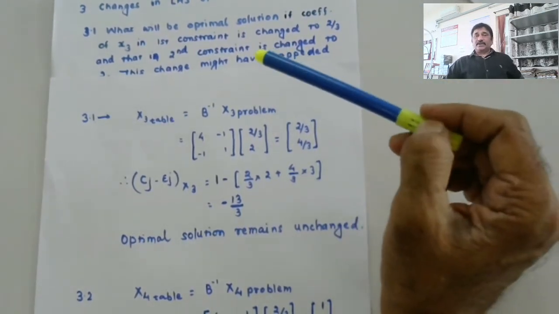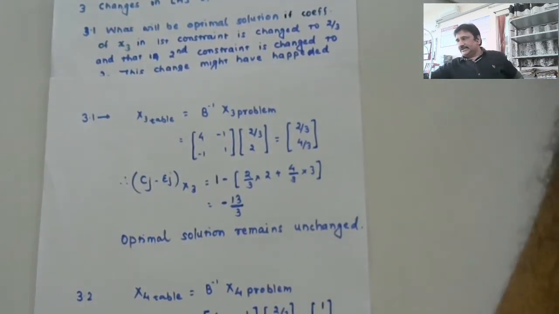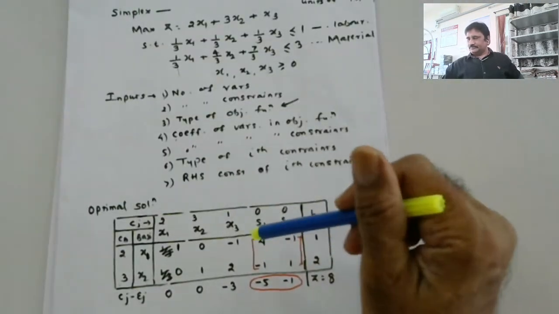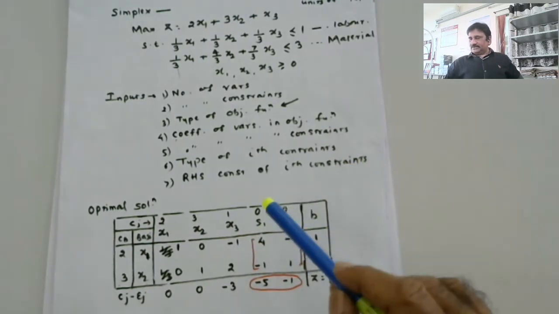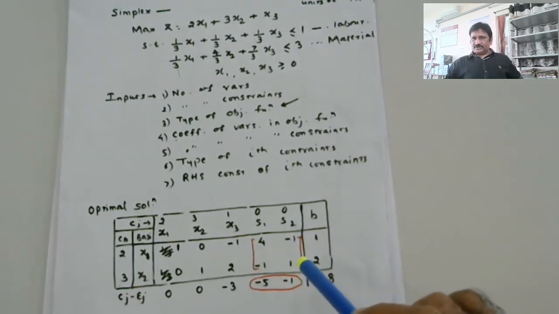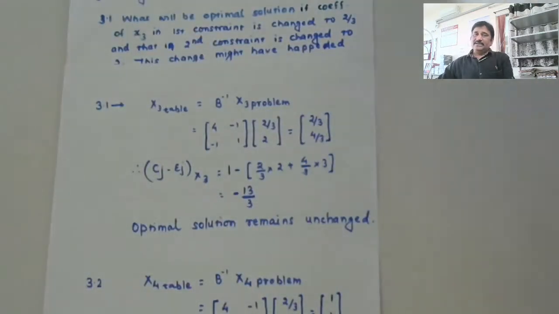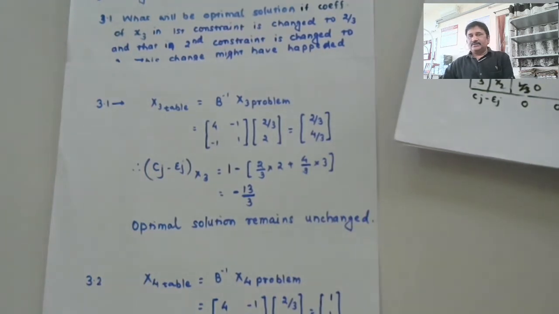All right. So B inverse, as we have seen in the last lecture, is the matrix formed by the slack variable columns. We have discussed this in detail. So this is B inverse matrix 4 minus 1 minus 1 1. We are also calling that a magic matrix because it has the power of giving you the information related to any column in the table.